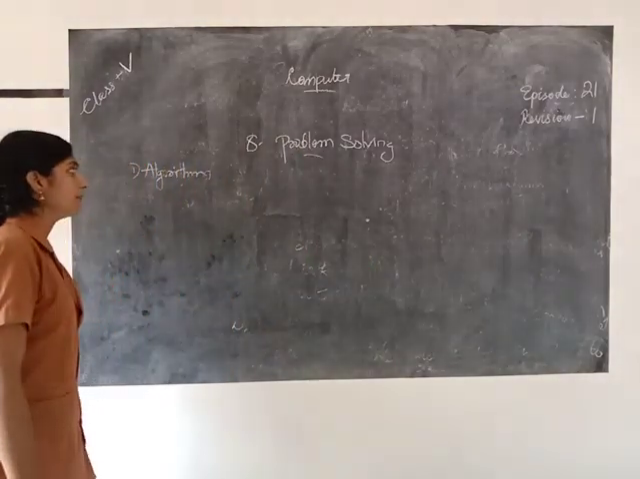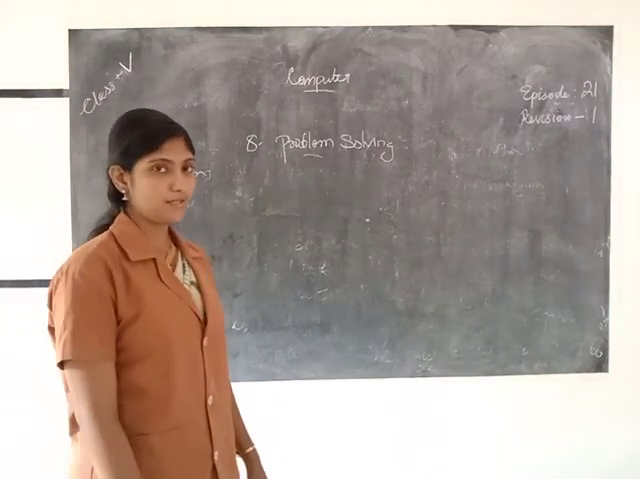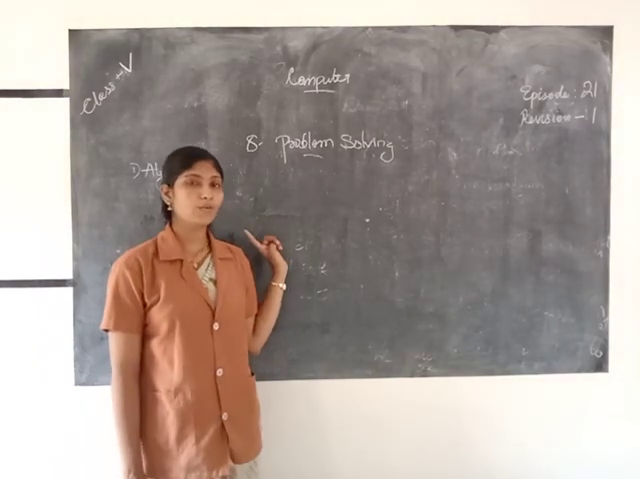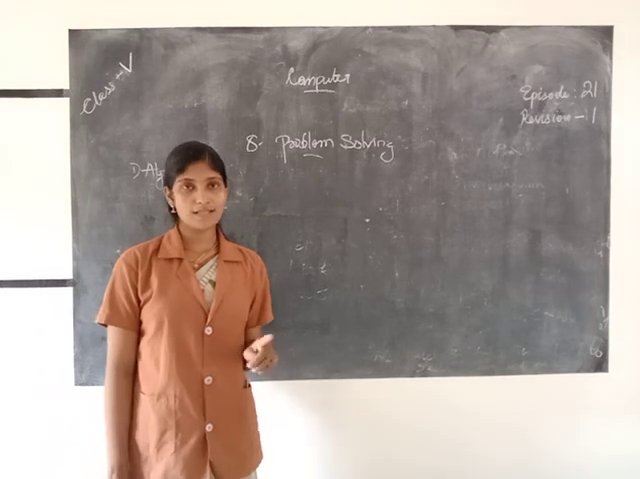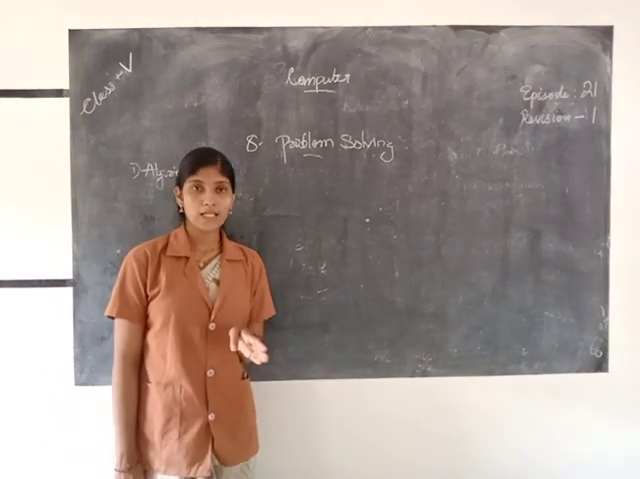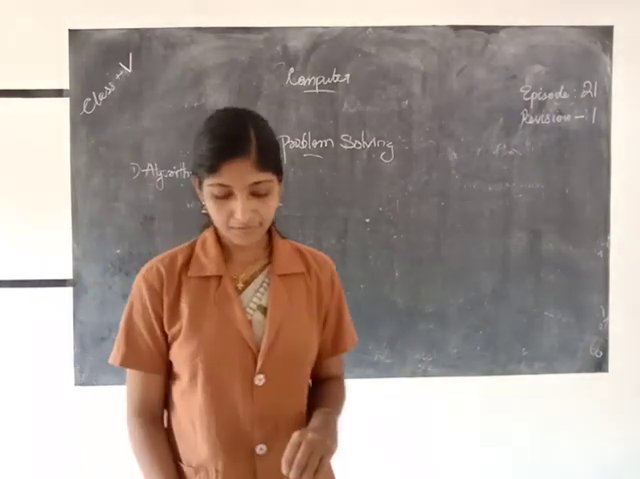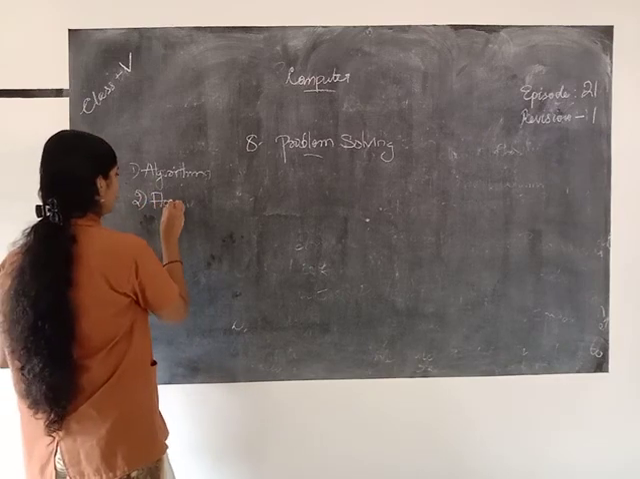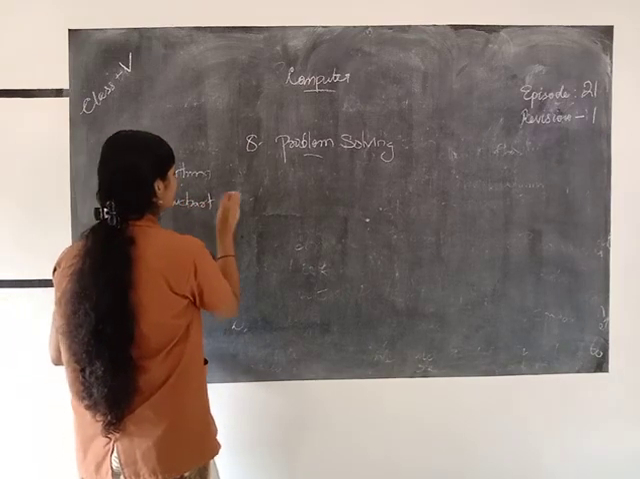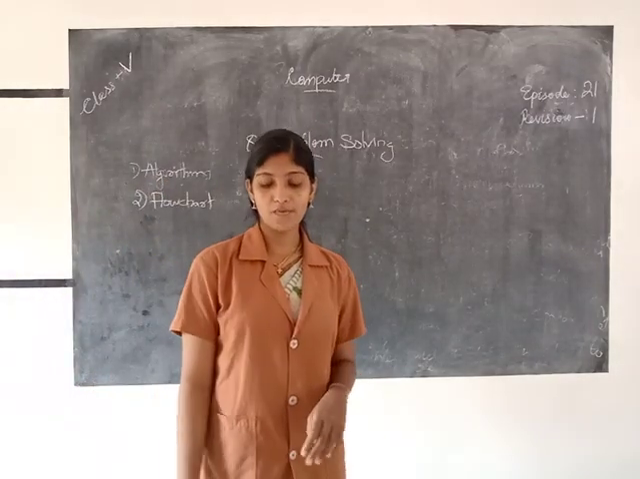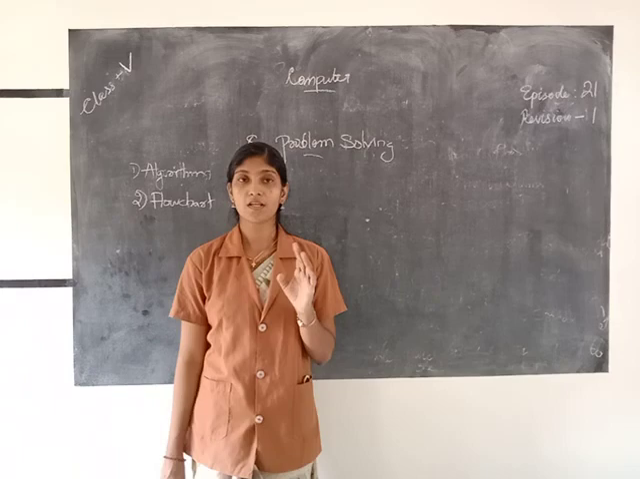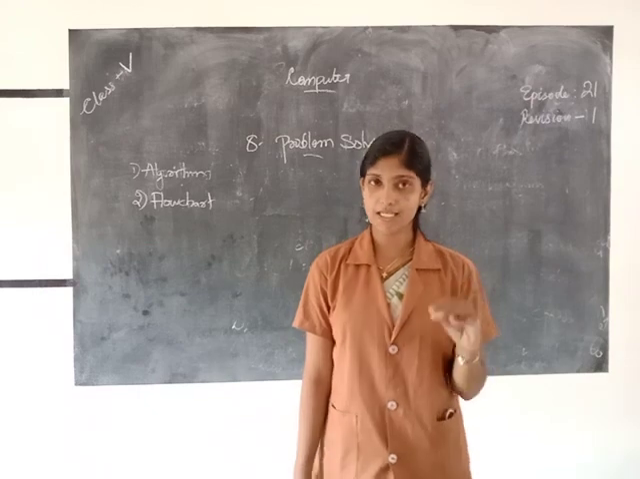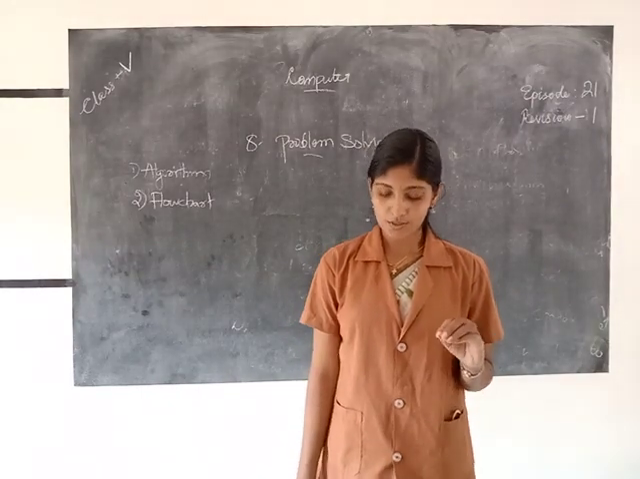So once again, what is an algorithm? An algorithm is the set of instructions given in a required order to solve a problem. Then what about a flowchart? The second point is flowchart. A flowchart is the graphical representation of a sequence of steps required to solve a particular problem.